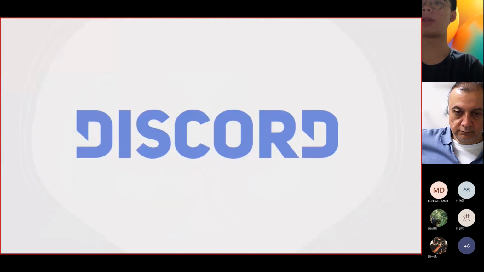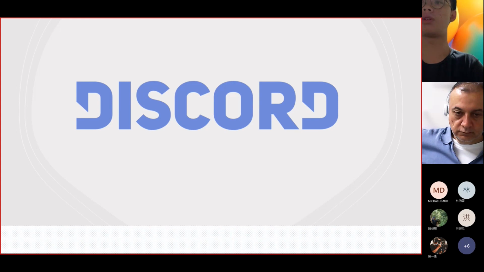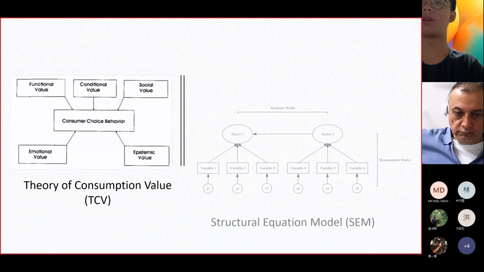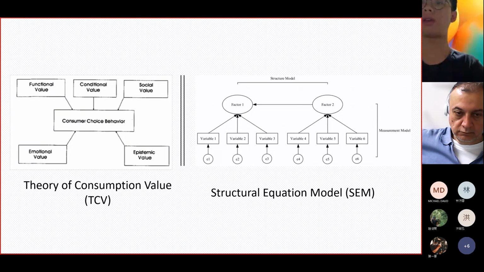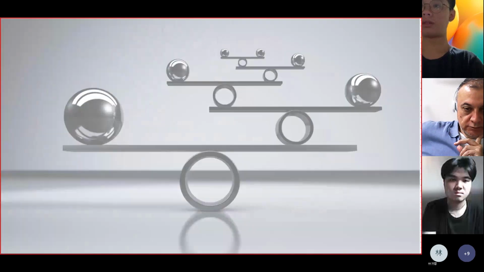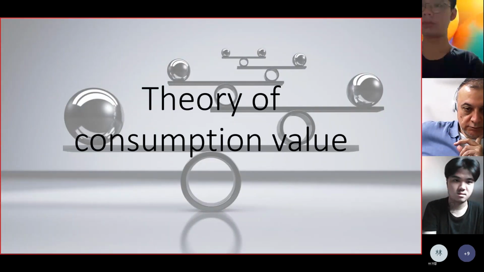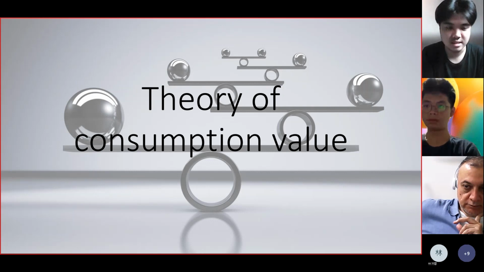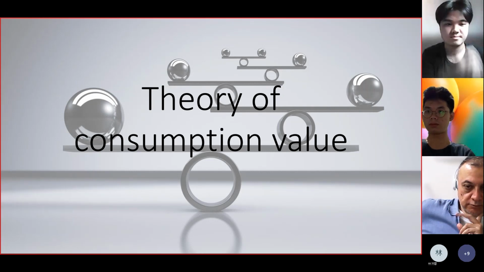Spotify, Zoom, YouTube, Google Drive, Discord, and etc. are some examples of freemium companies, but we applied Discord as our sample in the study because very few studies use this application as a sample. And to fill the needs of the literature and methodology, we use the theory of consumption values, or TCV, to theorize that the consumption values could affect user intention to retain their premium subscription. And then we also use structural equation modeling, or SEM, as our methodology. Okay, so now let's move on to the theory of consumption value. Next.